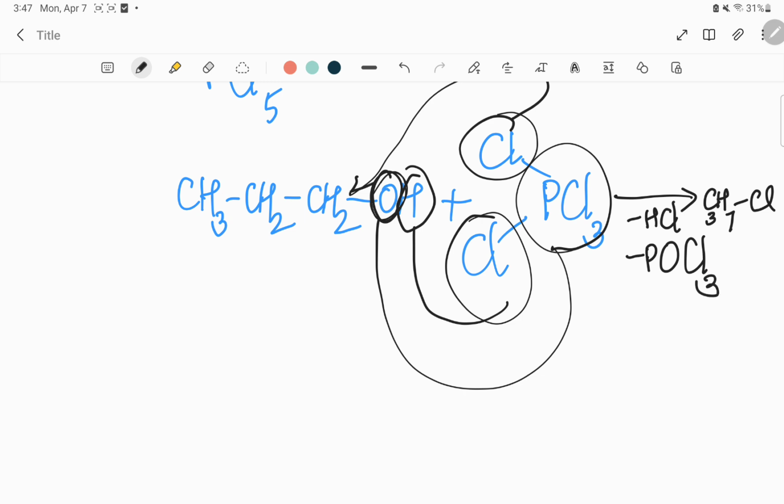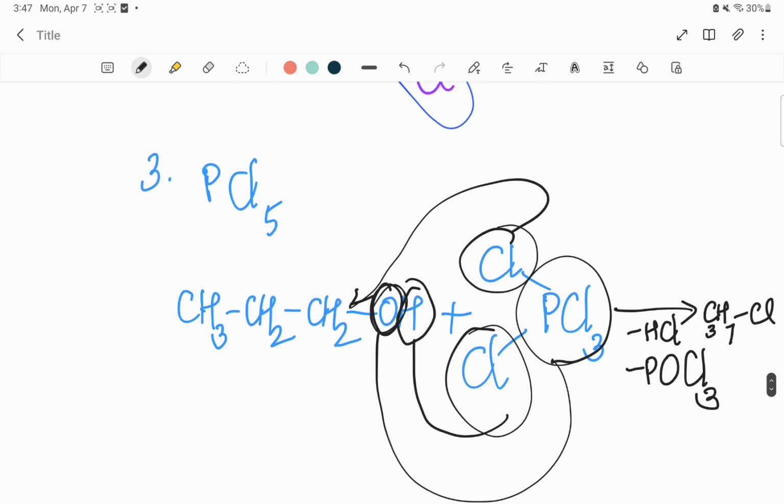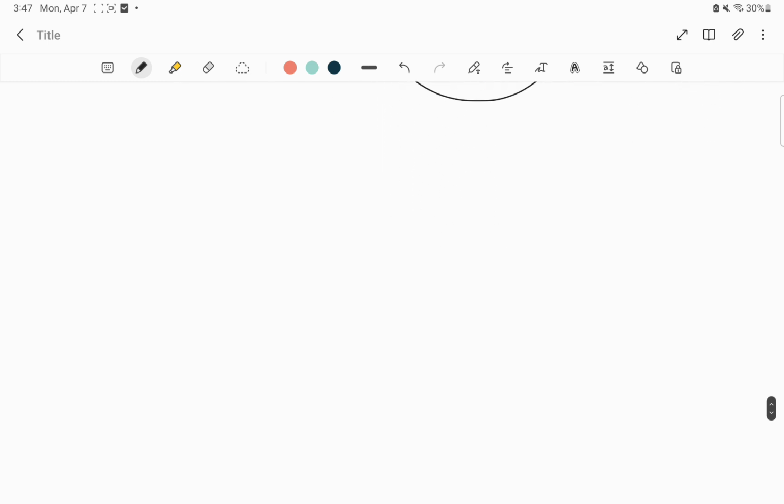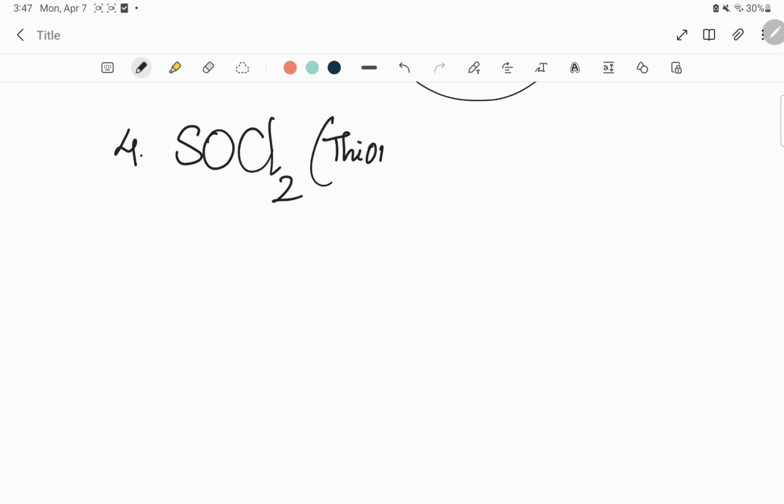POCl3 is phosphoryl chloride and that is also one of the byproducts. And again, this method works only for chlorine. The fourth method is by using SOCl2. SOCl2 is known as thionyl chloride.